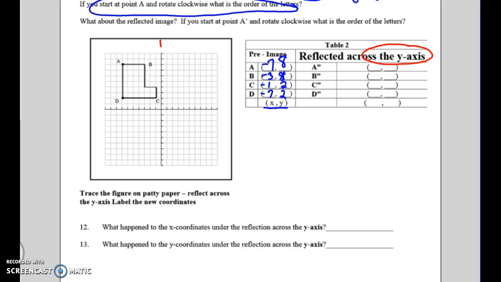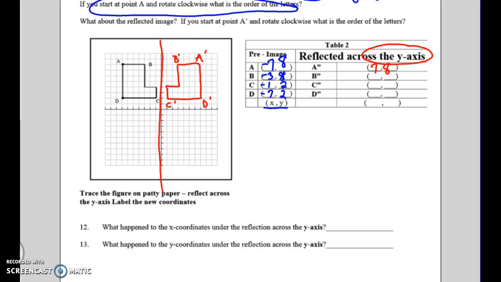That means they want you to reflect it over this line, right? If you reflected it down, you did it wrong. They want me to reflect it over the y-axis, so now I have to go to the other side of that line. So your new shape should have looked something like this. Is that true? Okay, so this would be my B prime, my A prime, my D prime, and my C prime. What did you get for your coordinate for A prime? 7, 8, very good. What about B prime?